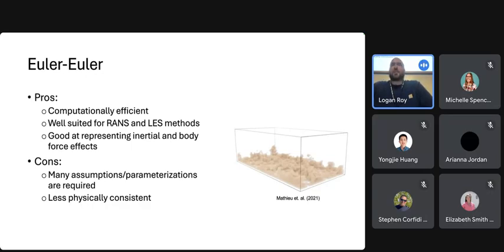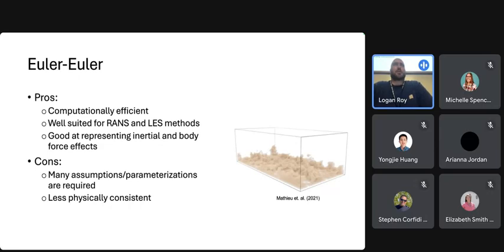The cons is that it's on you to get your modeling and your closures right. Sometimes that's incredibly difficult. And you have to make the decision of whether or not that computational efficiency is worth the cost of some of these modeling techniques that you have to use. And then the other con is that this is not altogether physically consistent, sort of the opposite of what you got from the Euler-Lagrange approach.